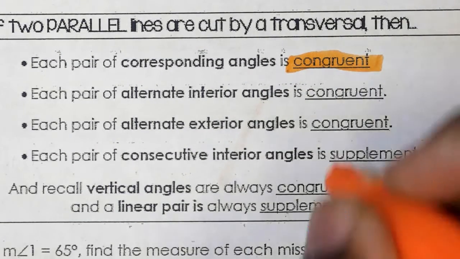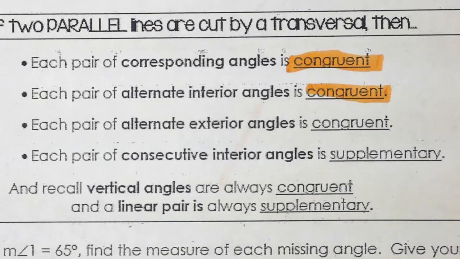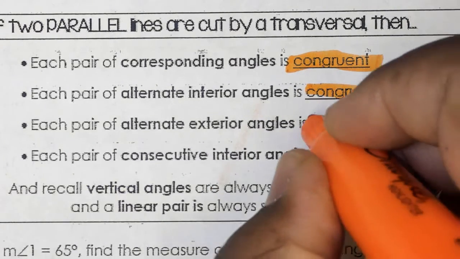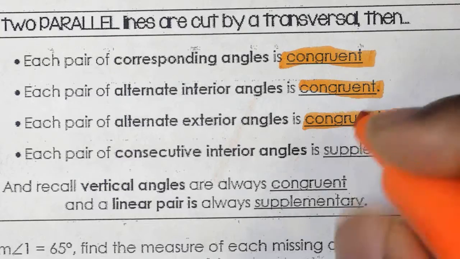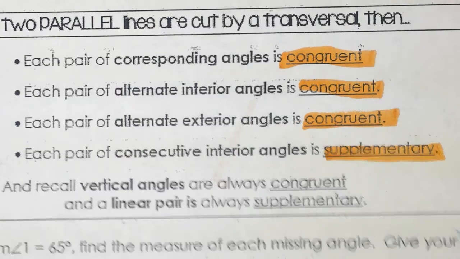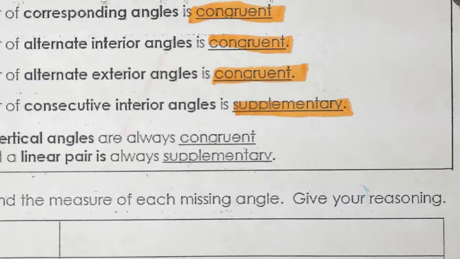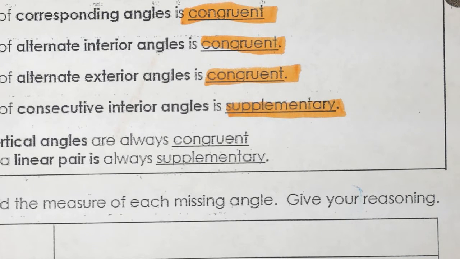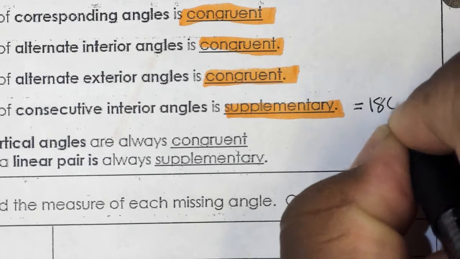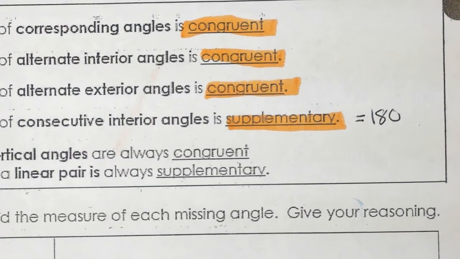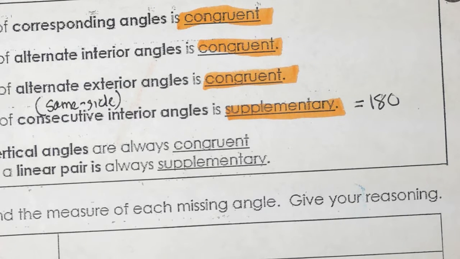The alternate interior angles would be congruent. The alternate exterior angles would be congruent. And each pair of consecutive interior angles would be supplementary. Reese, supplementary meaning what? You got 100 on the thing on Friday. What's supplementary mean? Equals 180. So the only ones that would equal 180 would be the consecutive interior angles, or the same side. Let's put same side there again to remind ourselves. Everything else is going to be congruent.